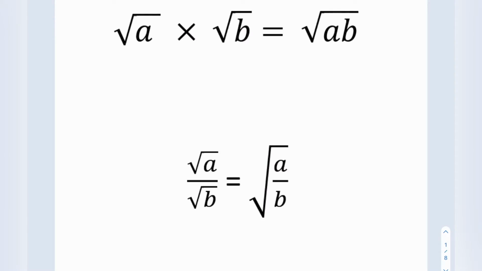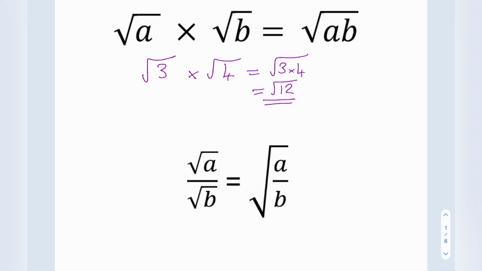Right, so today we're going to have a look at everything you need to know in order to complete the topic surds. So to begin with, we're going to look at the two surd rules that you need to learn. The first one says root A multiplied by root B is equal to root AB. So for example, if I had root 3 multiplied by root 4, this would equal 3 multiplied by 4, all under 1 square root, which is equal to root 12.